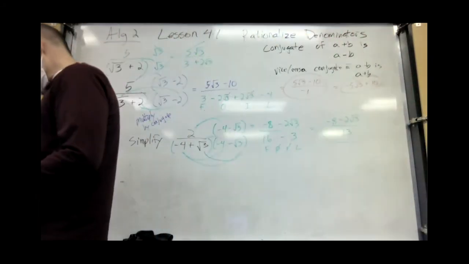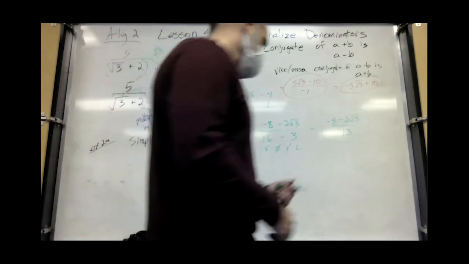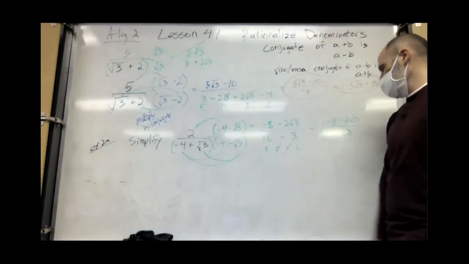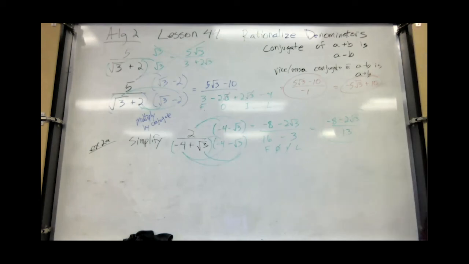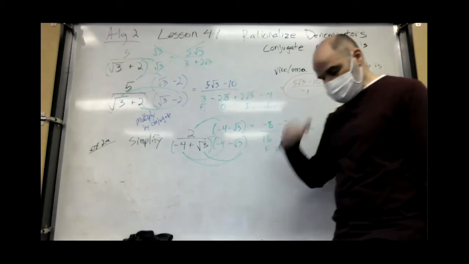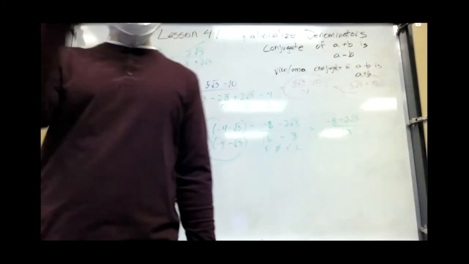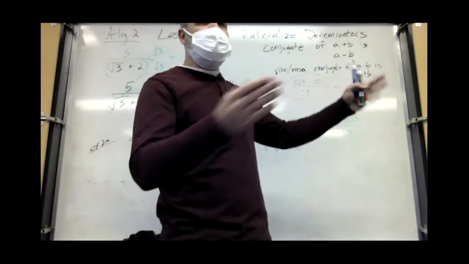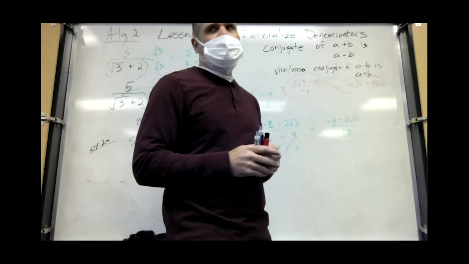And if you did it the other way, you would have gotten the same answer. If you would have said radical 3 minus 4, then you would have ended up with a negative 13, but then you would have had a positive 8 plus 2 radical 3 up on top. That's still the same answer. Okay? So your solutions manual might look a little different, but if that's the case, just negate everything and see what happens, because you might probably have the same answer.